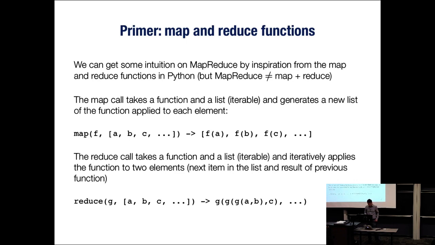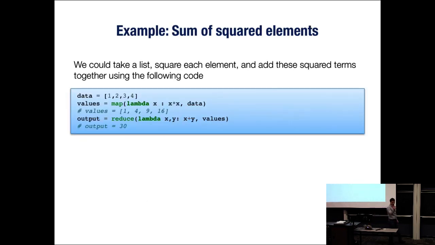Okay, so with these two functions, you can do some interesting things. They're quite simple, but you can do some kind of interesting things. Well, by some definition of interesting, I guess. So for example, here's a way that we can take a list in Python. We can square each element and compute the sum of the squared elements.